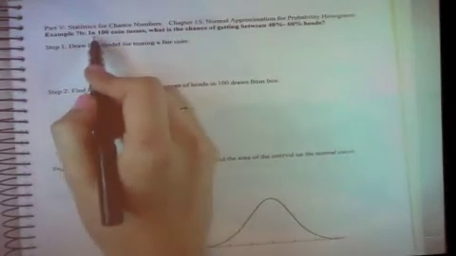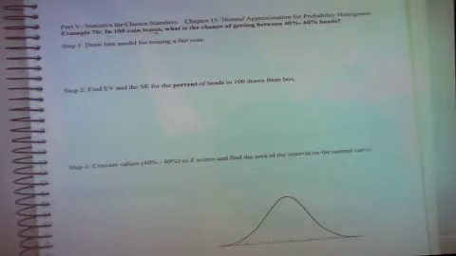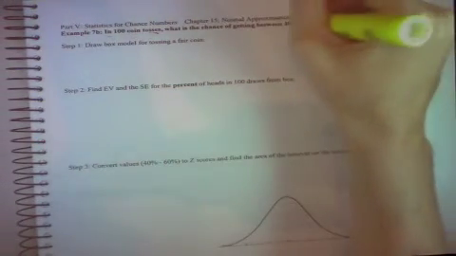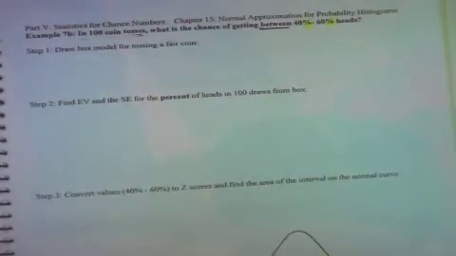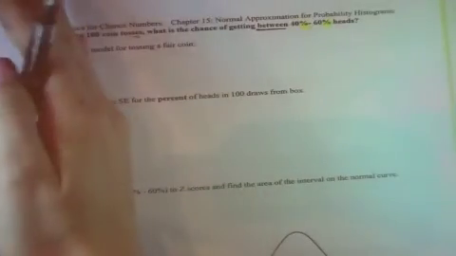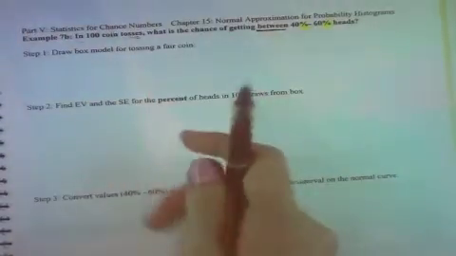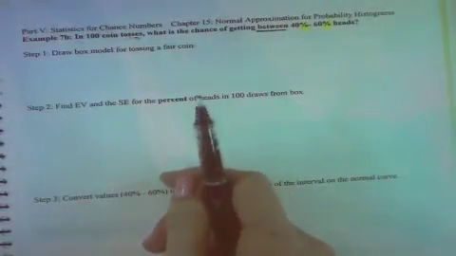Okay, so another example. In 100 tosses, what's the chance of getting between 40 and 60% heads? Now there's two things you should notice that's different about this than the last problem. First of all, these percent signs are blaring out at us, so we're no longer dealing with the sum, we're concerned with the percent. The other thing is, we've been given a range of numbers, so we're not just concerned with one corner of the graph. We're going to be concerned with the area between 2 points on the normal curve.